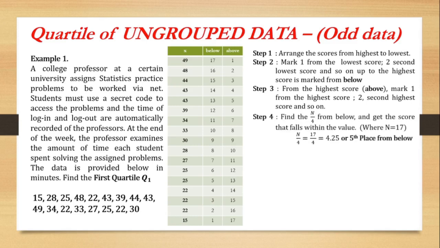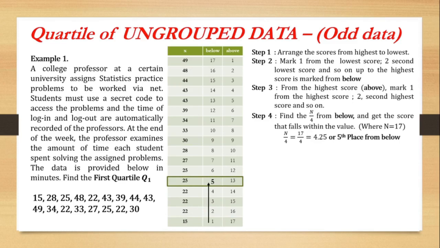Step 4. Find the n over 4 from below and get the score that falls within the value where n is equal to 17. If we count all the data we have in the problem, there are 17 data all in all. That is why n is equal to 17. So to solve, n over 4, substituting the value of n, which is 17, we get 17 over 4, which gives us 4.25. And we are going to round it up. So 4.25 becomes 5, or the fifth place from below. Okay, so this is now our place, the fifth place. Then the score where n over 4 falls within is 25.